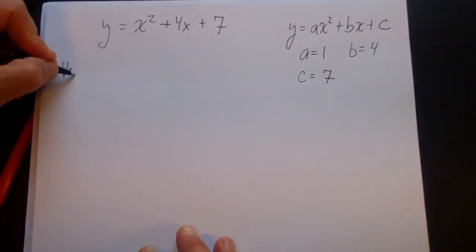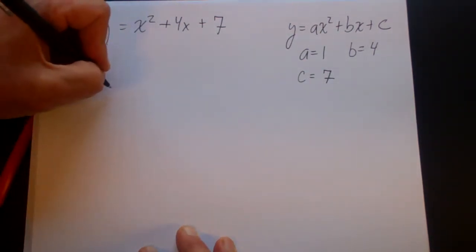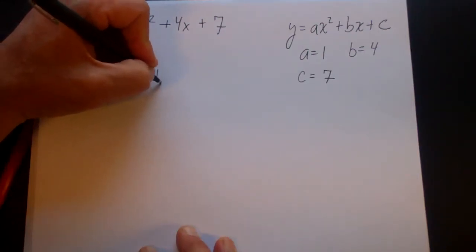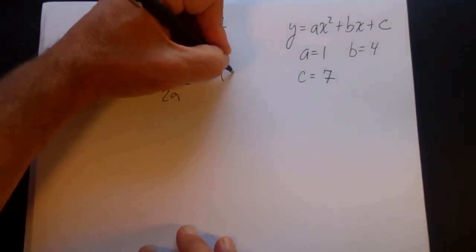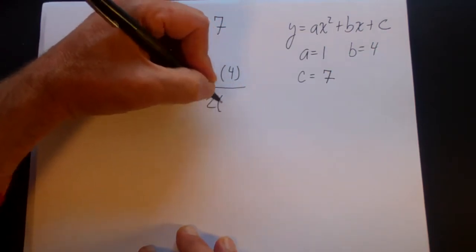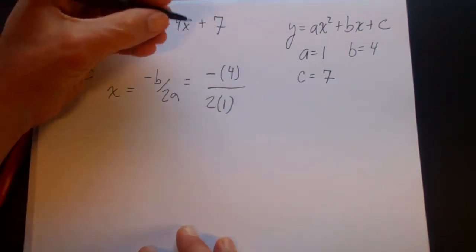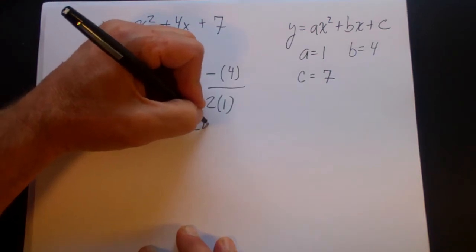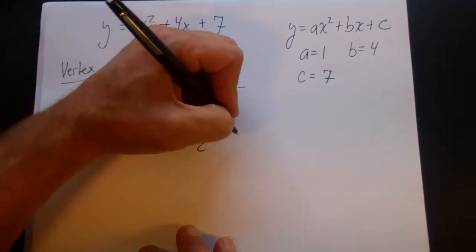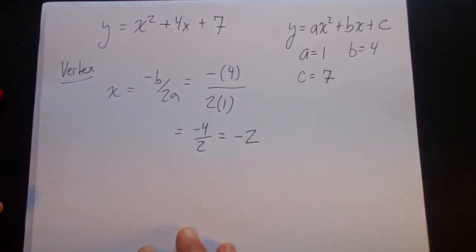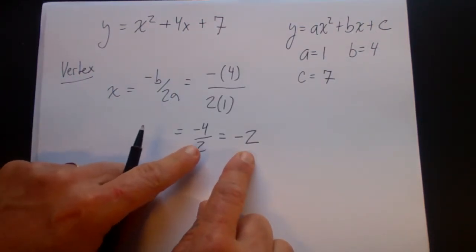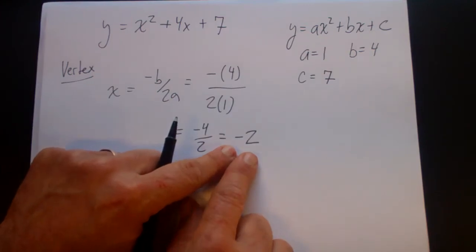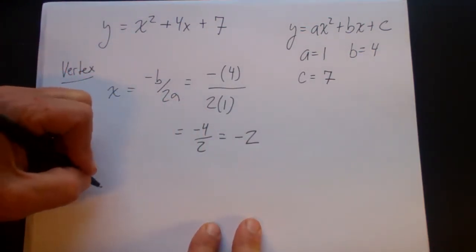So to find the vertex, the formula that we use is x is equal to minus b over 2a. So that's minus a positive 4 over 2 times 1, which is minus 4 over 2, which is negative 2. So the x value of the vertex is negative 2. Now how do you find y?